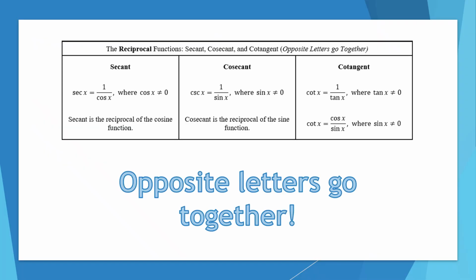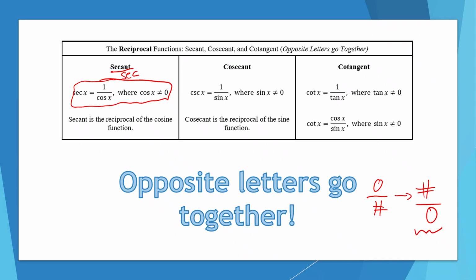So here, secant is the long name. We abbreviate it as SEC, just like how we don't write cosine, you just write cos, C-O-S. Secant is 1 over cosine, where cosine is not equal to 0, because this is something that you'll see a lot today, right? If you have 0 over a number, the reciprocal of that is a number over 0. And a number over 0 is undefined. So just make sure you remember that fact. That will be very important today.